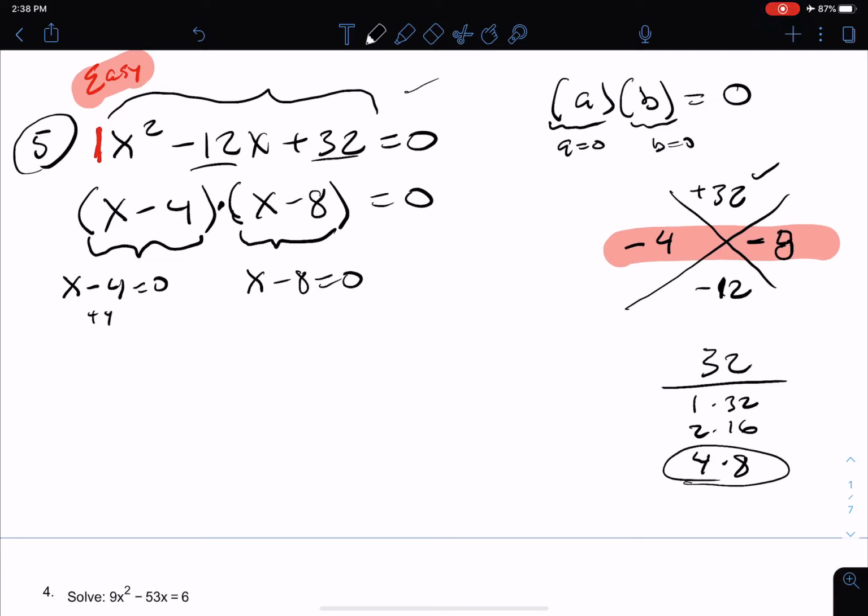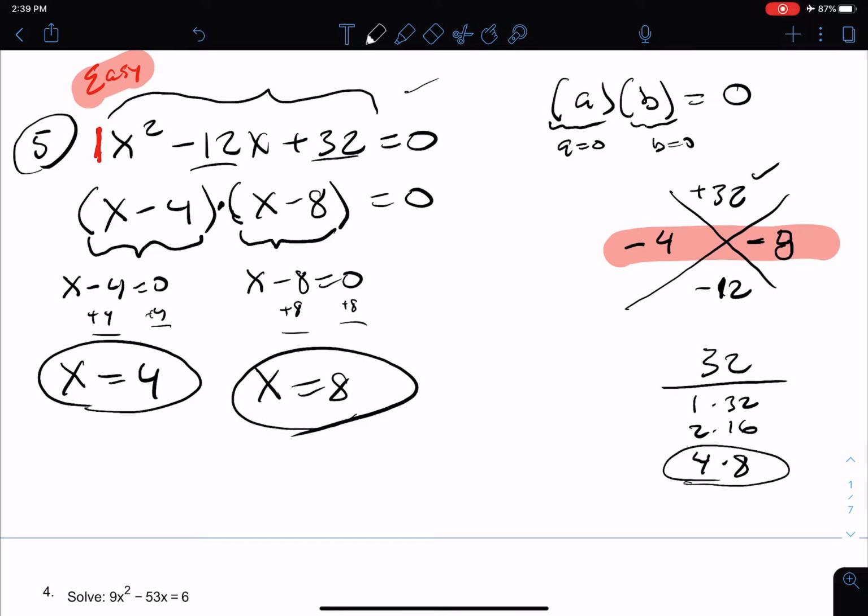Of course, add 4 to both sides, and we get x equals 4. Of course, add 8 to both sides, and we could just mentally do this, I think, and x equals 8. We got two answers. So not only one answer, there were two answers out there.